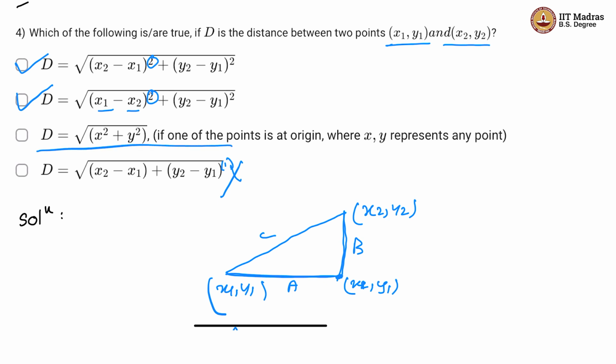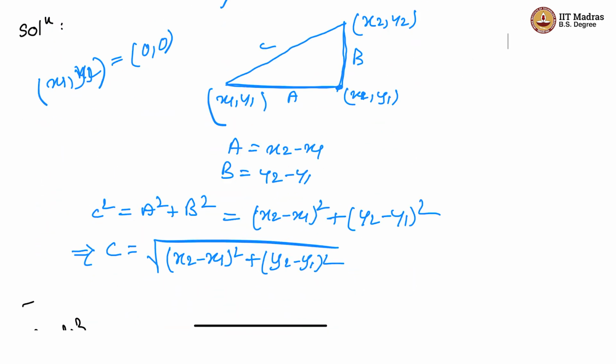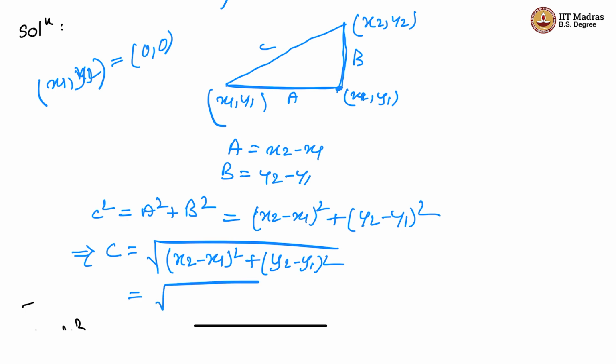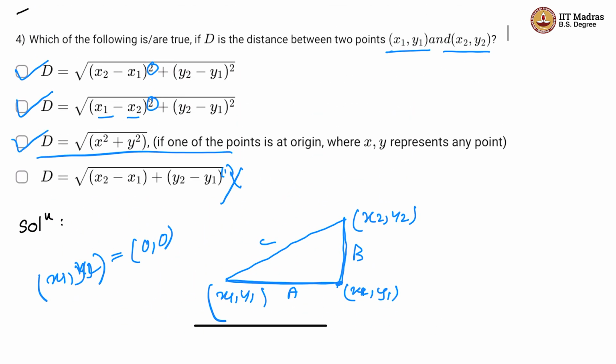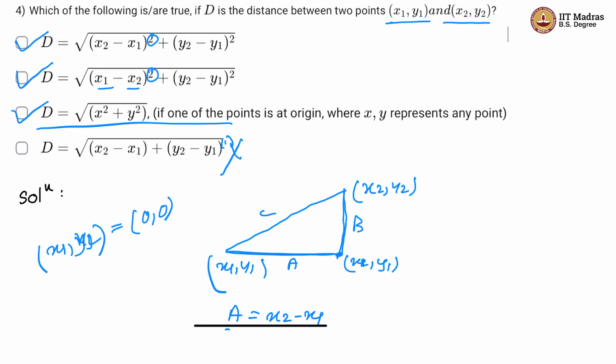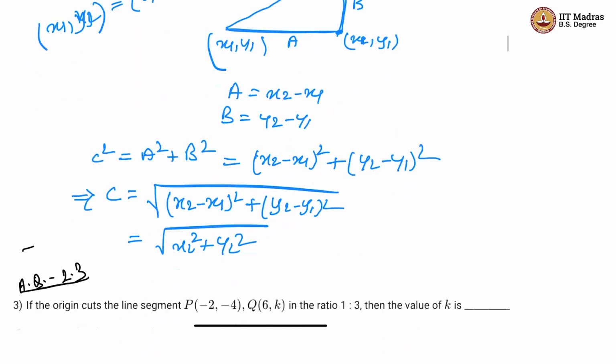If one of the points is at the origin, that means suppose x1, y1 equals 0, 0, then C will be root of x2 square plus y2 square, right? Now we can rename x2, y2 as x, y. So the third option is again a correct option, right? Okay, so these were the answers. Let us move to the next question.